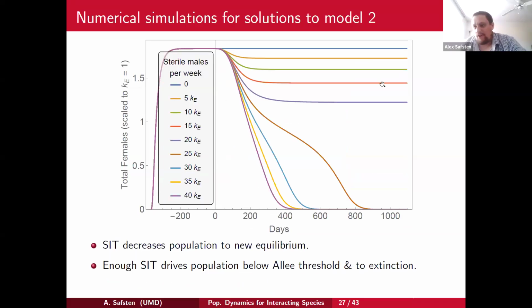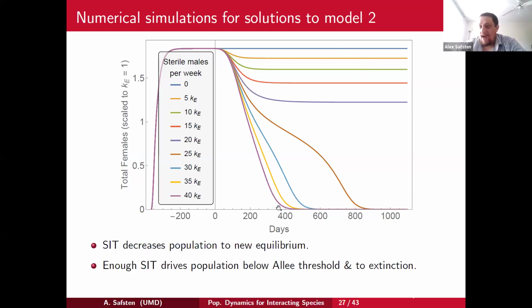So I do another numerical experiment, and this time I am looking at different release rates, starting from 0 times the carrying capacity up to 40 times the carrying capacity. And in this graph, I'm showing only the total females for each release rate. And so obviously, if I release 0 males, I have no impact on the population. That's the top blue curve. But then the more sterile males I release, the more impact I have. And then suddenly, if I release enough, I can actually drive the population to extinction.